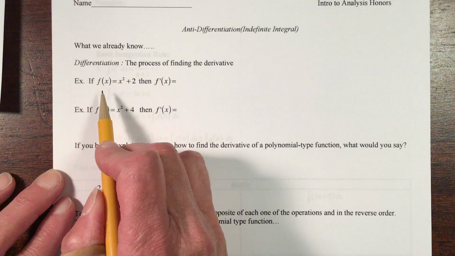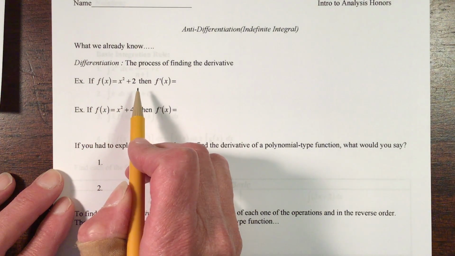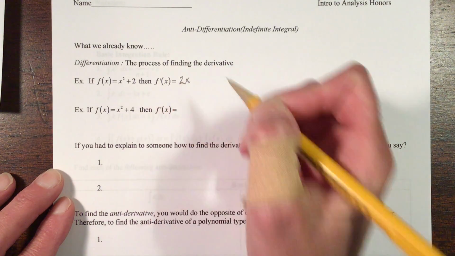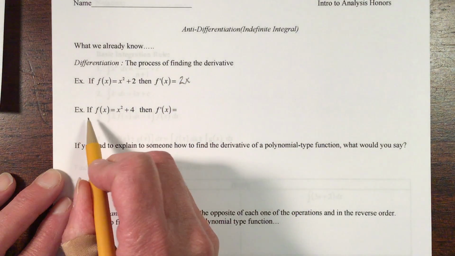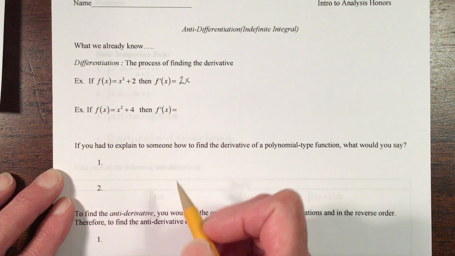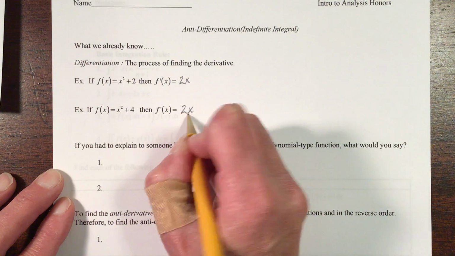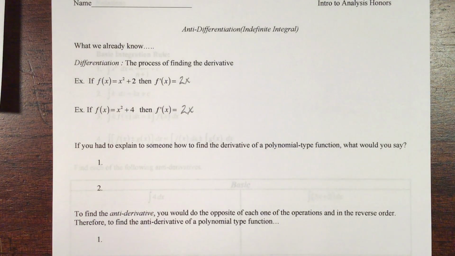If you were given f of x equals x squared plus 2, then f prime of x would equal 2x. If we were given f of x equals x squared plus 4, then f prime of x would also equal 2x. Okay, we're going to talk about that in a minute.